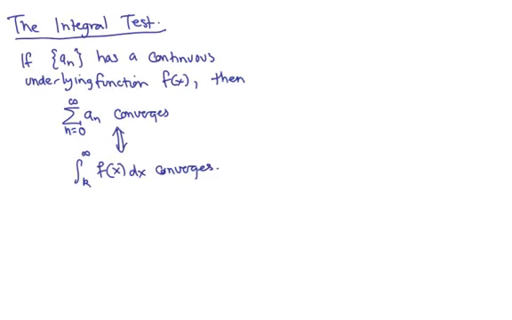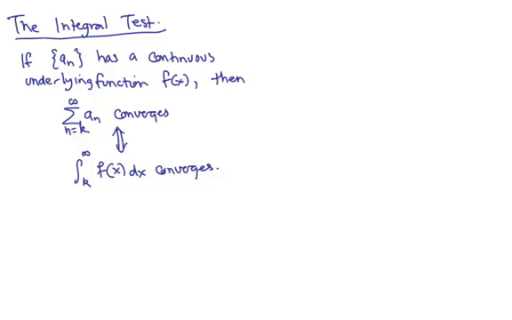The integral test says that if a sequence has a continuous underlying function f of x, then the series n going from k to infinity of a_n converges if and only if the improper integral from k to infinity of f of x dx converges. In other words, the convergence of the sum of terms is equivalent to the convergence of the integral of the underlying function.